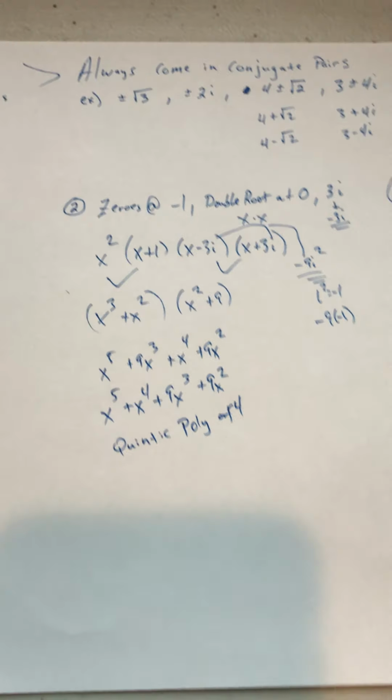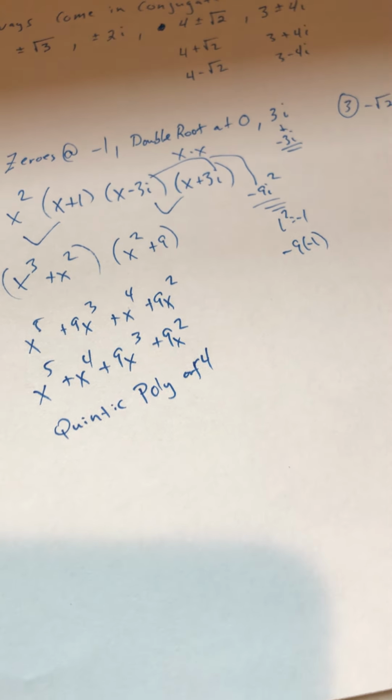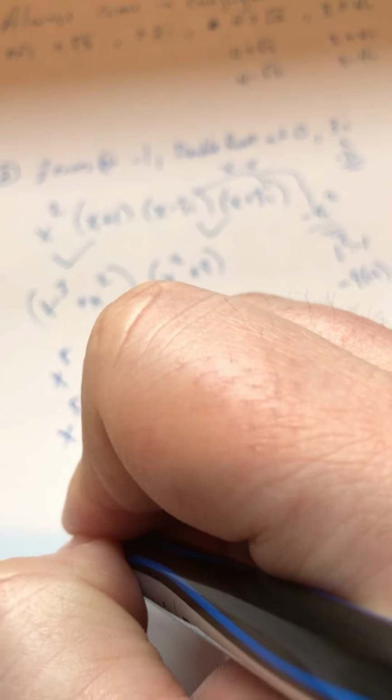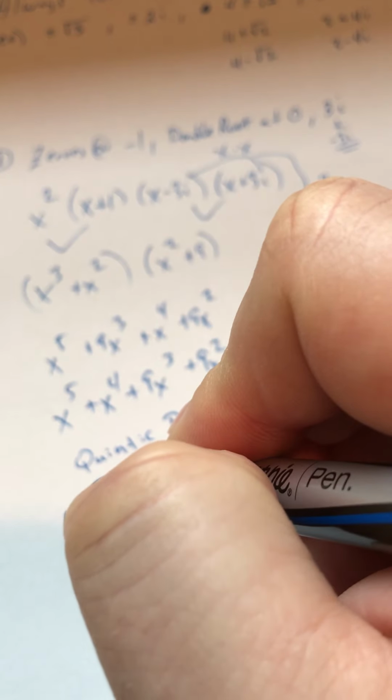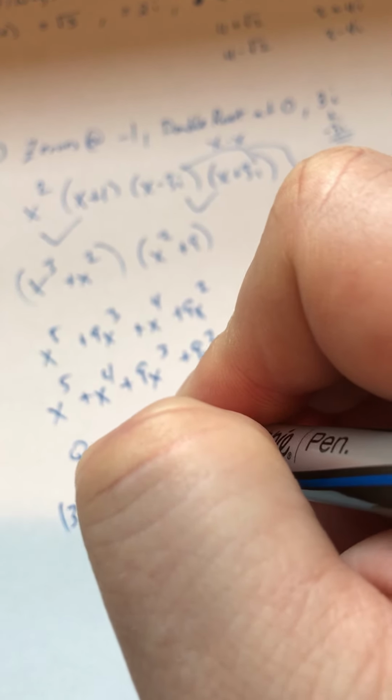And same thing, I could check my answers. And now just to show you, we could use any one. I'm going to use the 3i. So if we plugged 3i into our equation, oops, let me make that a 3i, not an x.